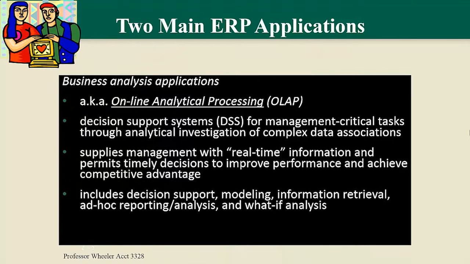The second of our two main ERP applications, OLAP, Online Analytical Processing. This consists mainly of decision support systems for management to help them make those kind of decisions that need to be made to keep the business very competitive. It supplies management with real-time information so that management can improve the performance of the company and keep the company's competitive advantage in its industry. It includes such things as decision support, modeling, information retrieval, ad hoc reporting and analysis, and what-if analysis.